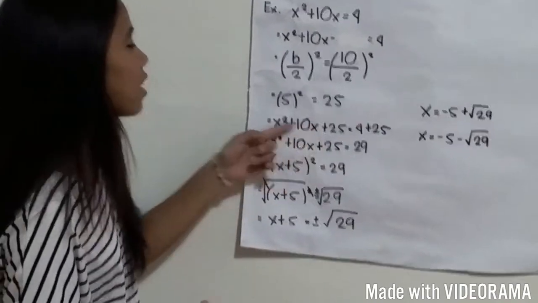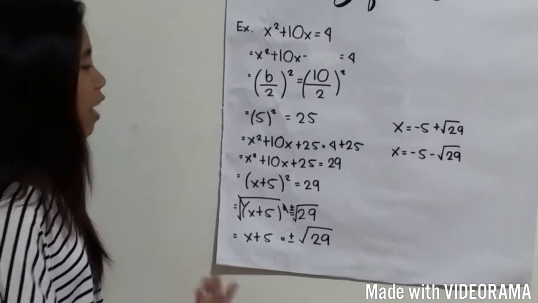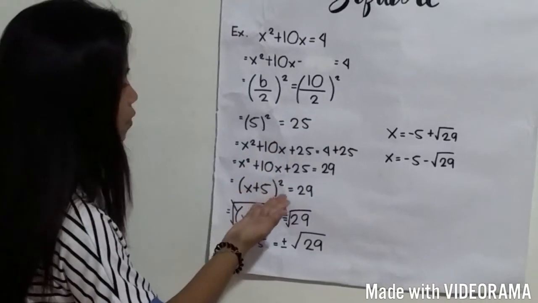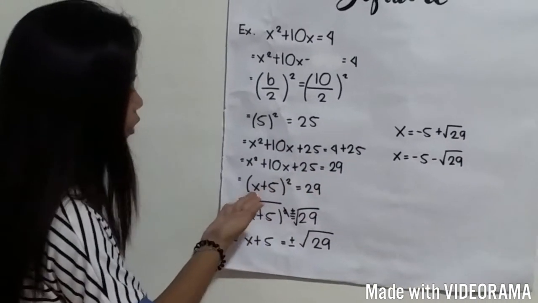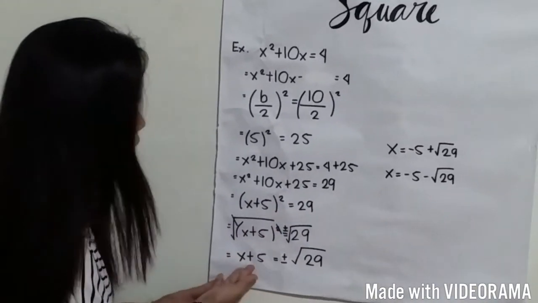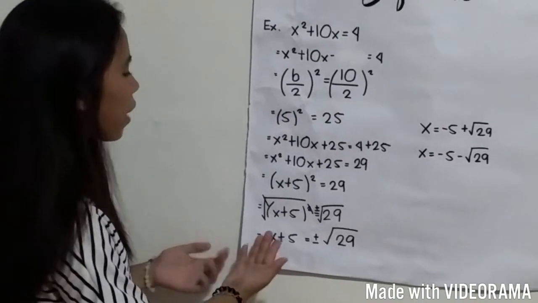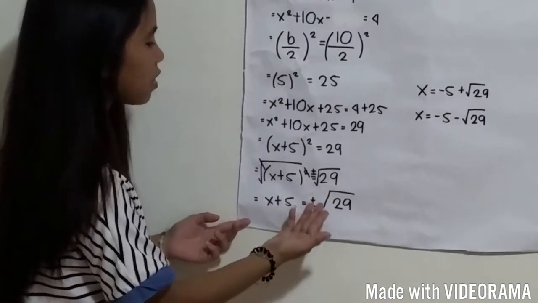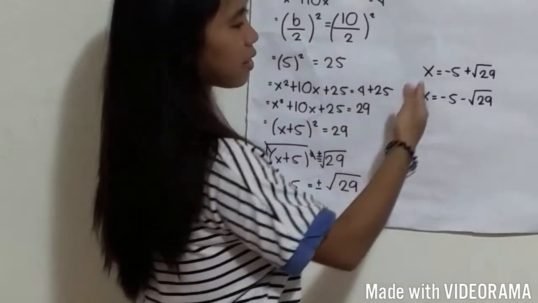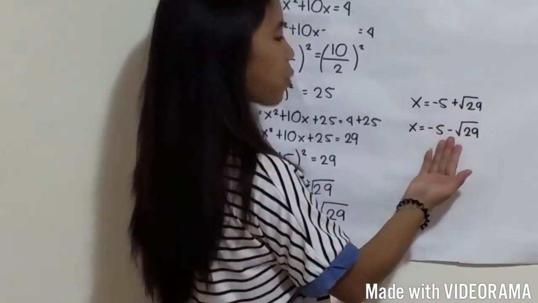So the expression x squared plus 10x plus 25 is a perfect square because the factor of this expression is x plus 5 squared. Now, x plus 5 squared equals 29. Square root both sides. The square root of x plus 5 squared is only x plus 5, and 29 is not a perfect square. So my answer is x plus 5 equals plus or minus the square root of 29. The two values of x are x equals negative 5 plus the square root of 29, and x equals negative 5 minus the square root of 29.